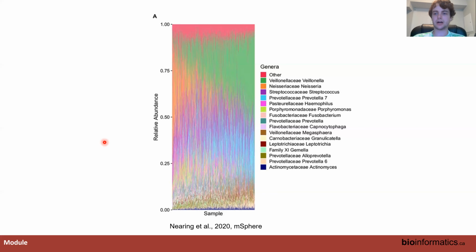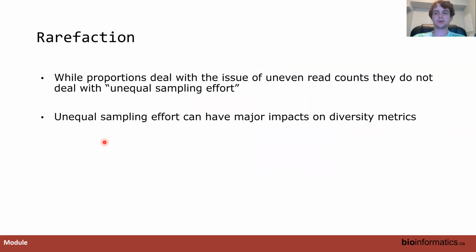And so this is a very common way of viewing microbiome data. So instead of looking at raw counts, we're looking at the proportion that a specific taxa or specific amplicon sequence variant makes up of the total number of reads found in a sample. And so while that solves this issue of one read not equaling one cell, it still doesn't solve the issue of uneven read counts.